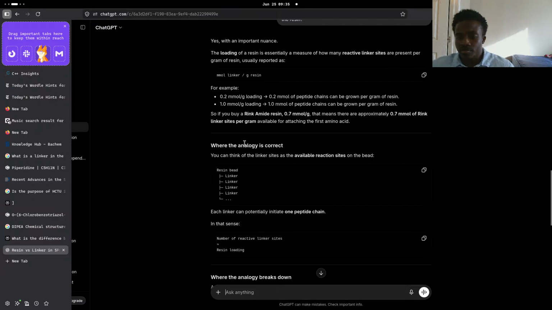Alright, and then same thing for this. So if I rate amide resin with 0.7 millimole per gram, that means there is approximately 0.7 millimole of linker sites available for attaching the amino acid. Nice.